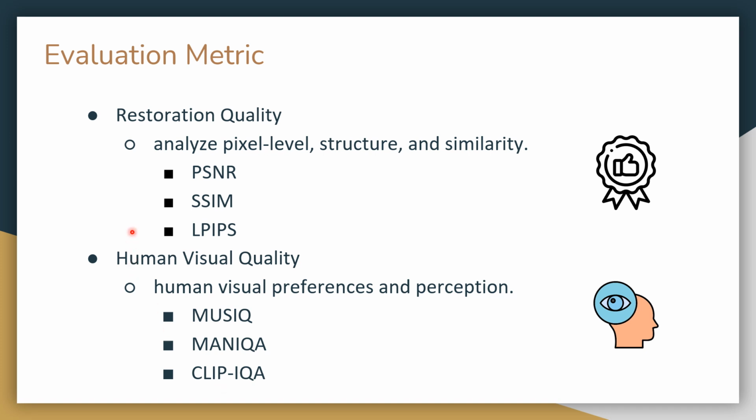The restoration metrics evaluate image quality by analyzing pixel-level differences, structural integrity, and similarity between the predicted image and the ground truth. In contrast, the human visual metrics assess perceived quality by aligning the image with human visual preference and perception. Together, these metrics offer a comprehensive evaluation for both objective fidelity and subjective quality, ensuring a well-rounded assessment of restoration performance.